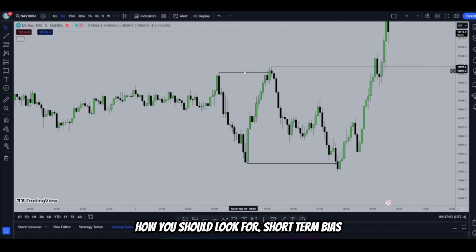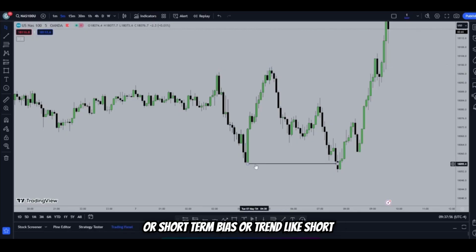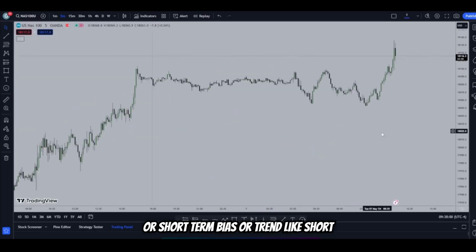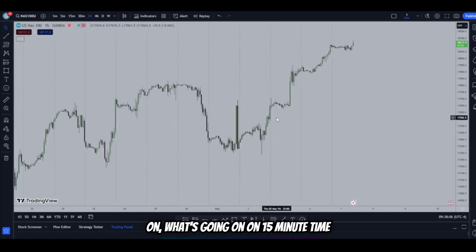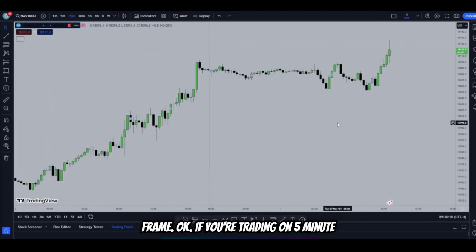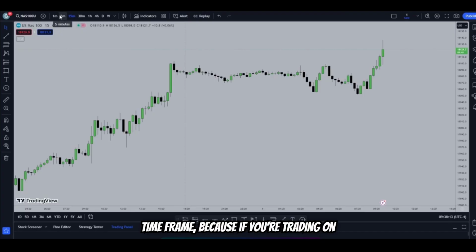Now I should tell you how you should look for the short-term bias or trend, like what your daily bias will be. If you're trading on a 5-minute time frame, look at what's going on on the 15-minute time frame. If you're trading on the 5-minute time frame and you try to look at what's happening on a weekly time frame, it will be more complicated for you, because you have to funnel that narrative so many times.